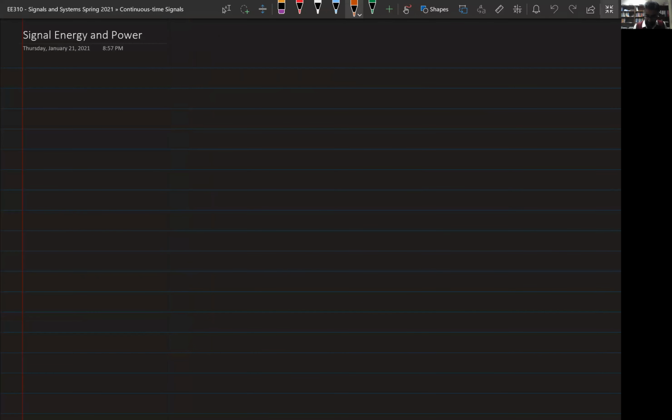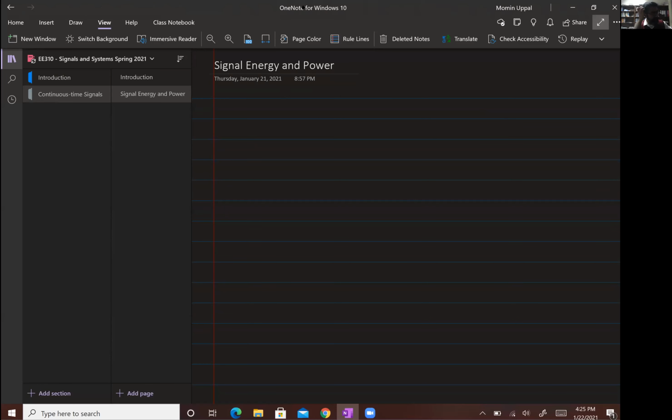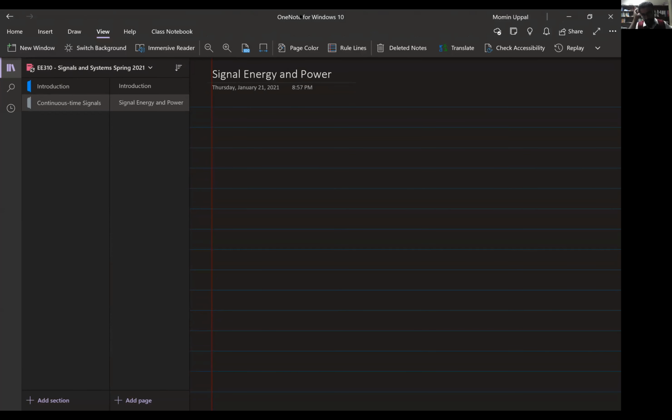If you can see on your screen, this is a notebook that I'm going to share hopefully by tonight, and I'm going to upload these PDFs on LMS as well. But I want you to take a look at this. The section is continuous time signals. So that's a new module that we're starting out with.